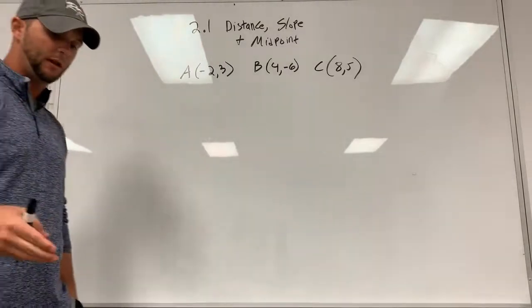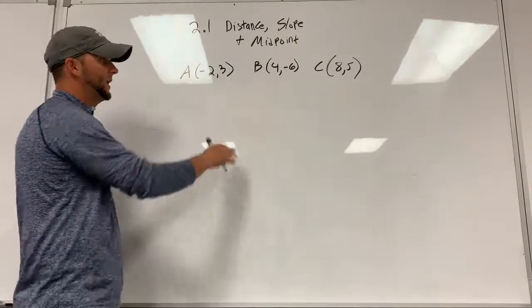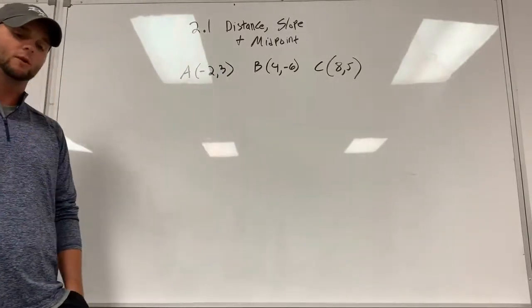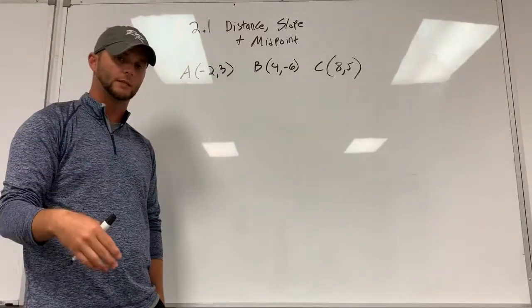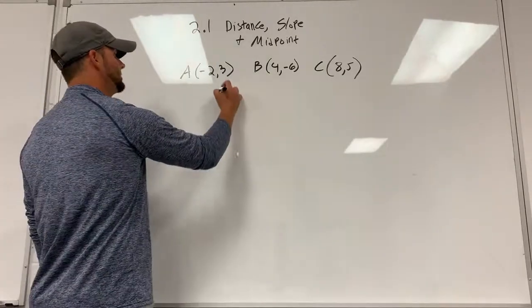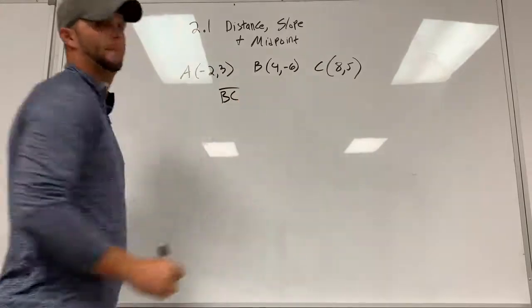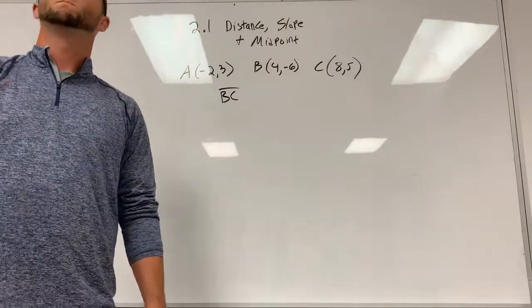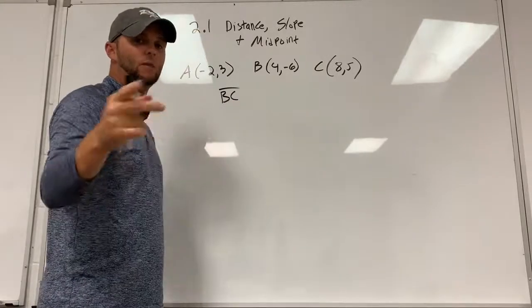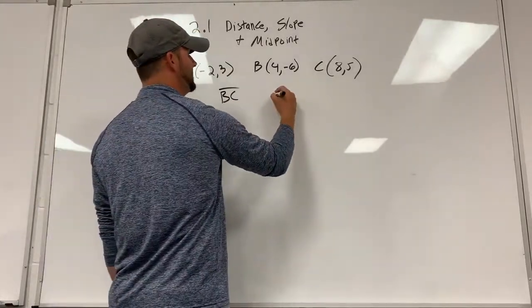All right, guys, and lastly on example number 5 here, it tells me you have points A, negative 2, 3, point B, 4, negative 6, and point C, 8, 5. And those three coordinates are going to form a triangle on a coordinate system. And it says, then what is the length of BC? So we want to know the length of BC. And the way we do that is we are going to use the distance formula.